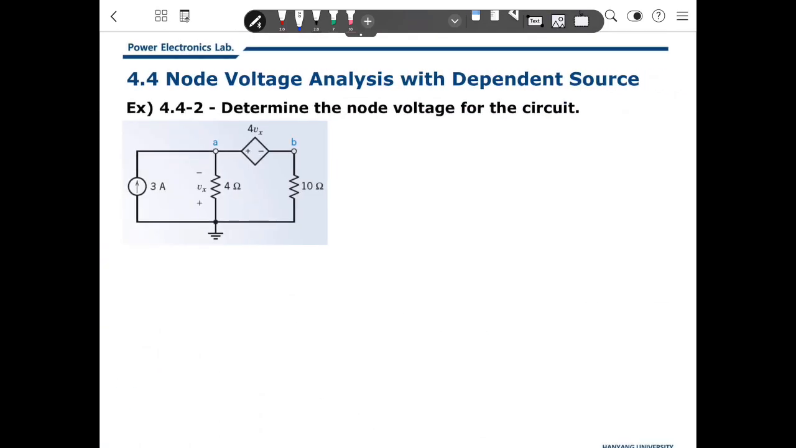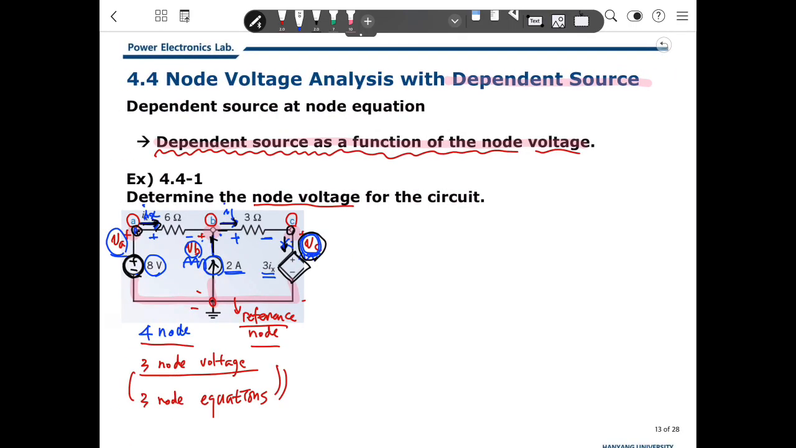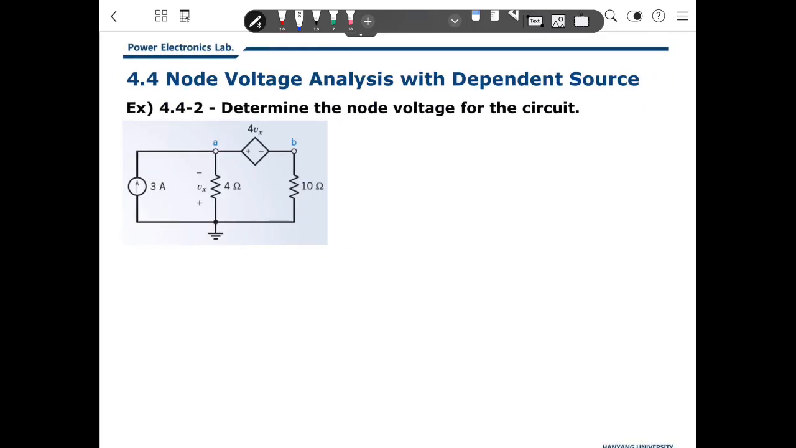The next example is about a problem that has a dependent source. In the previous problem, the dependent source was connected to the load and then the reference node, so we didn't need to use the supernode. But when the dependent source is connected between two nodes, not the reference node, then we should apply the supernode in this way.